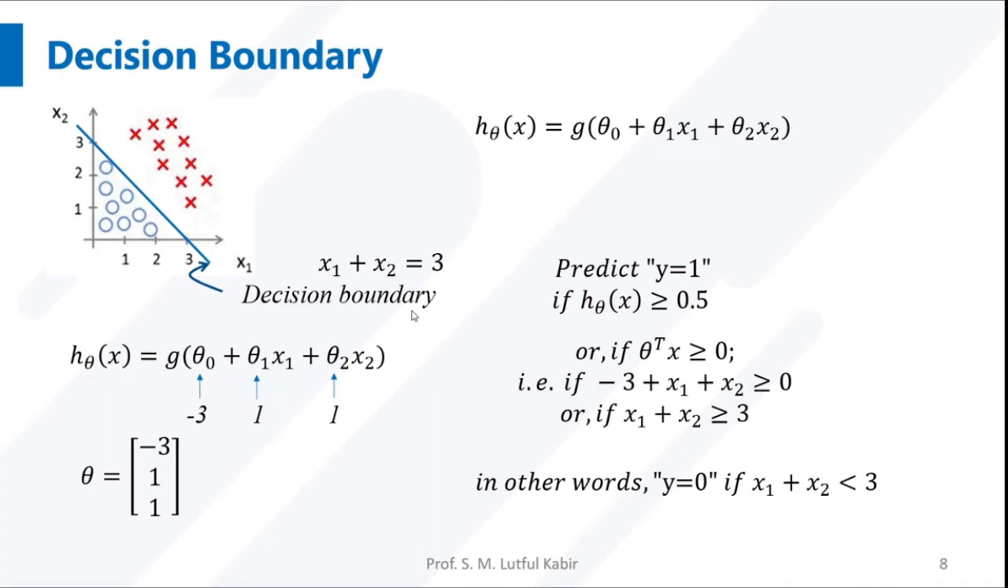We call it the decision boundary because above this line x1 plus x2 is greater than 3, and below this line x1 plus x2 is less than 3. So you can easily see the decision boundary correctly describes the data in the two regions. One is y equal to 1, the other is y equal to 0. The data in the region above this line are y equal to 1, and the data in the region below this line are y equal to 0.